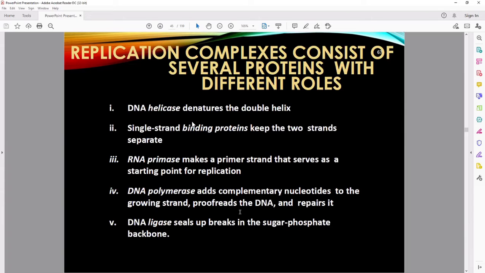Okay, so in our cell system, we have this RNA primase. This RNA primase will design a primer that serves as a starting point for replication. DNA polymerase adds complementary nucleotides to the strand, proofreads the DNA, and prepares it. Then we have DNA ligase, which seals breaks in the sugar phosphate backbone.